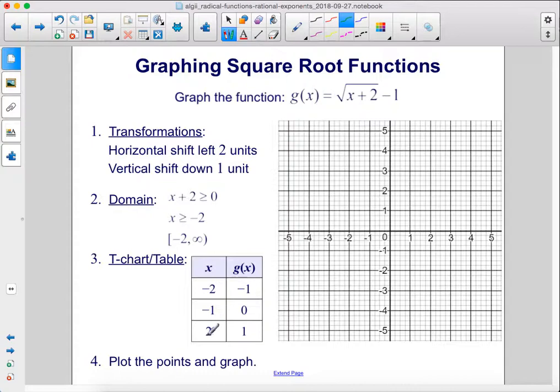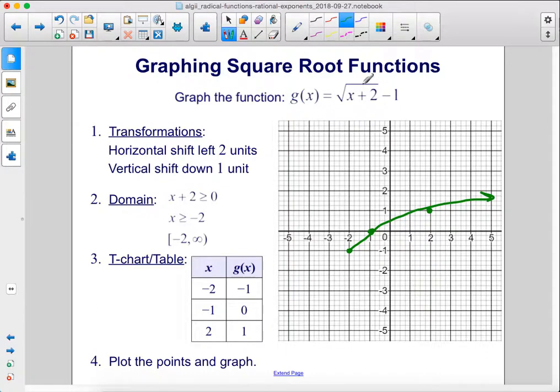Then we can pick a couple points just to be able to graph them out. So when we have x of negative 2, we have a g of x value of negative 1. When x is negative 1, our g of x is at 0. And when x is 2, we have a g of x value of 1. So our graph looks something like that.